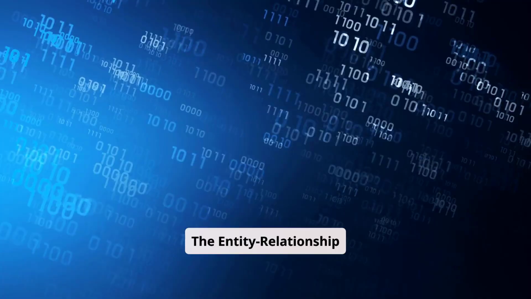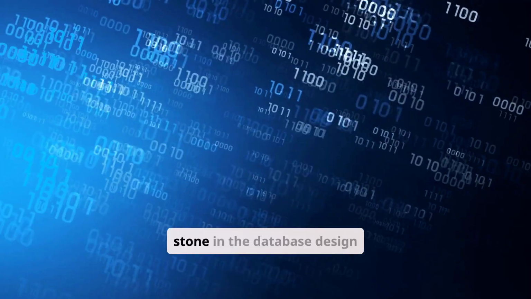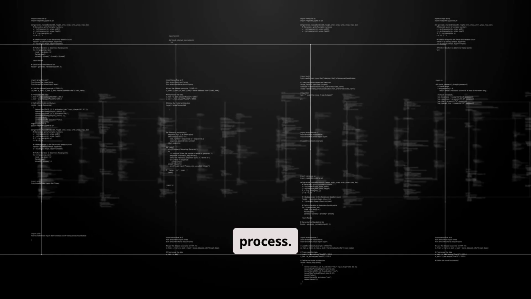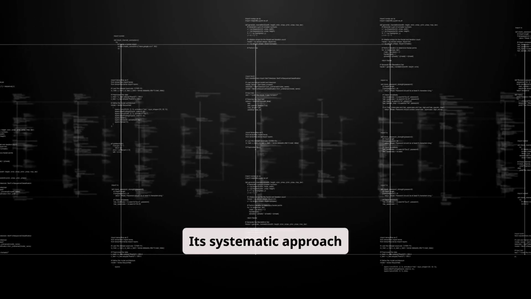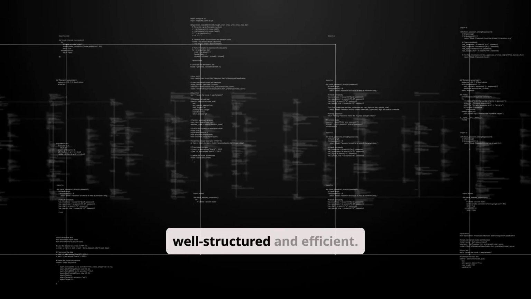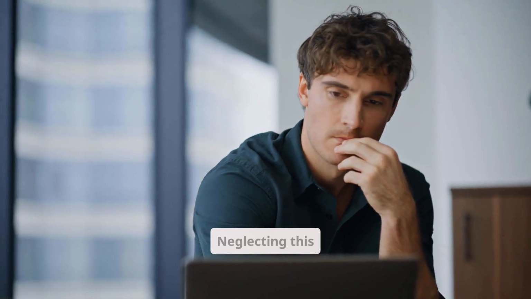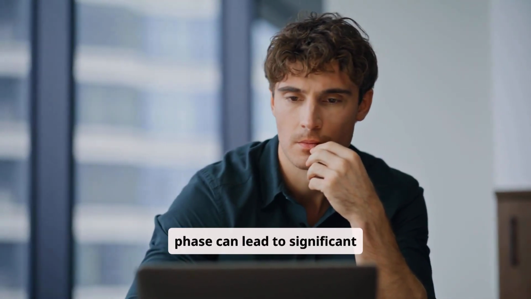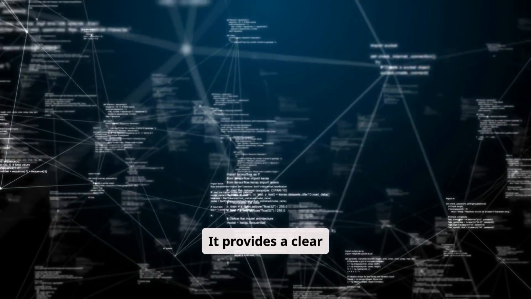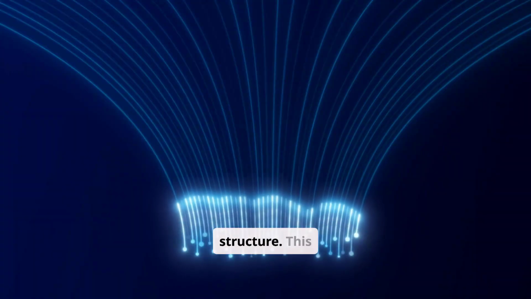The entity relationship model is a crucial stepping stone in the database design process. Its systematic approach ensures that databases are well-structured and efficient. Neglecting this phase can lead to significant problems down the line. It provides a clear representation of data structure.